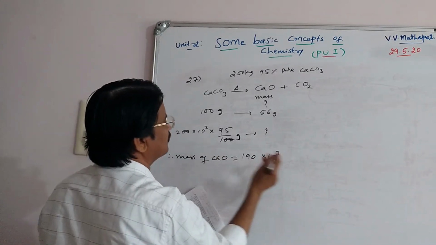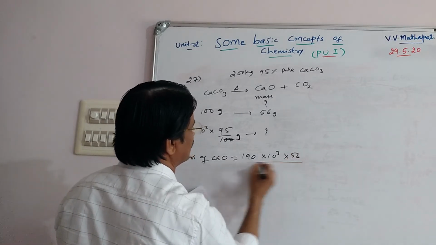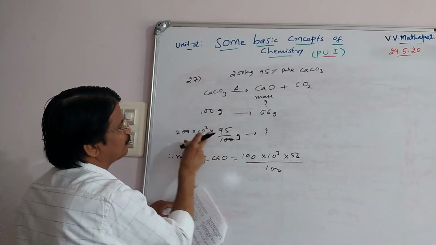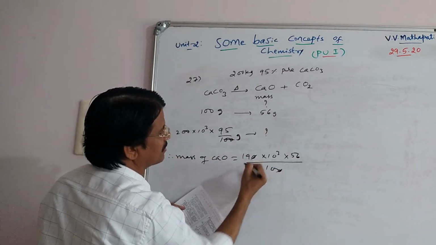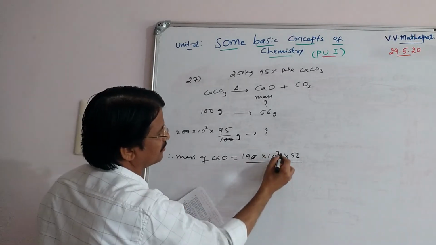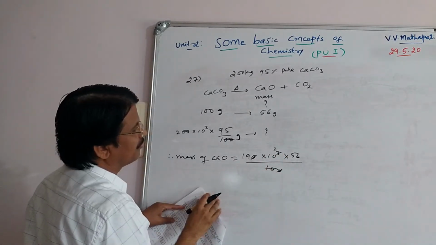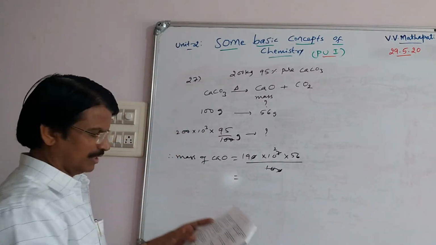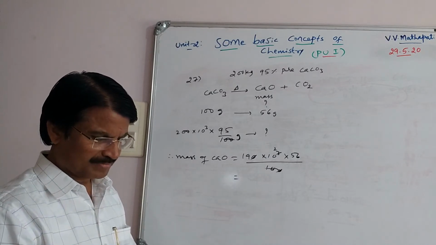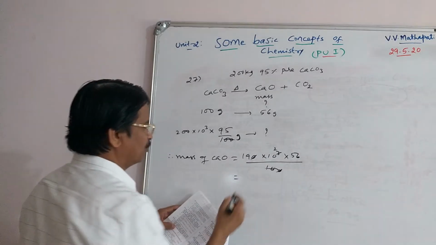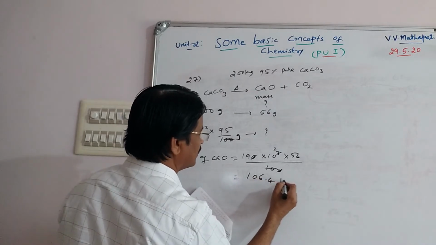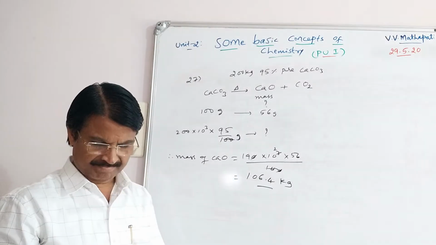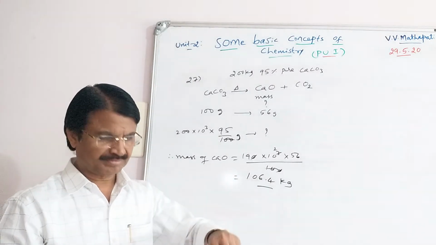190 into 10 raised to 3 into 56 by 100. 100 gram, this much gram, how much? Then these two again cancel, then 56 into 19 into 100. Then we get the answer 106.4 kilogram. Convert into kilogram. Next.